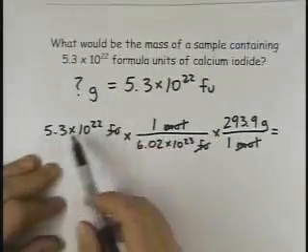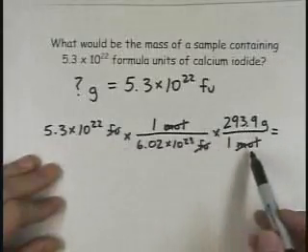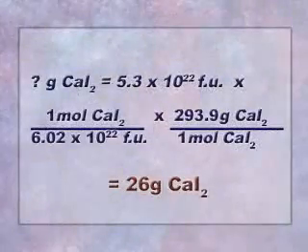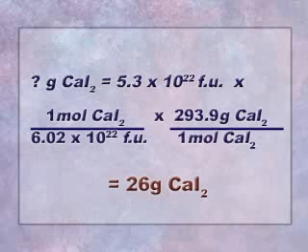So we're ready to multiply across the top and divide by everything on the bottom. And this gives us an answer of 26 grams of calcium iodide. Just remember, if you let the units guide you, all these problems are really the same.